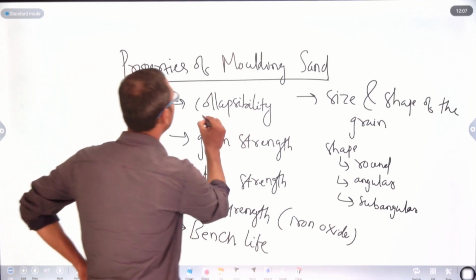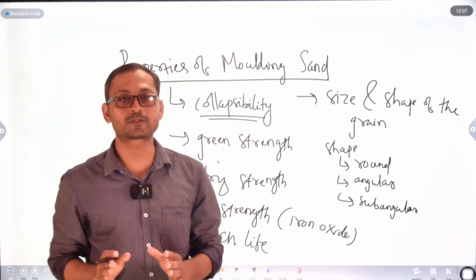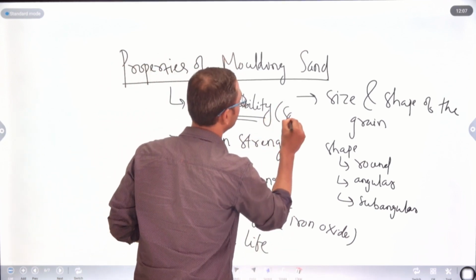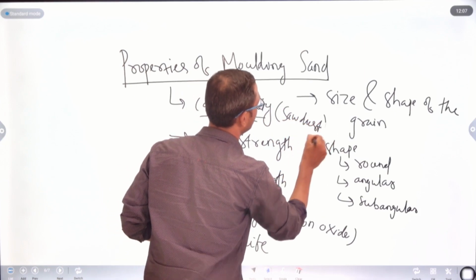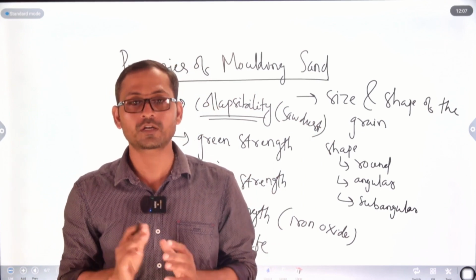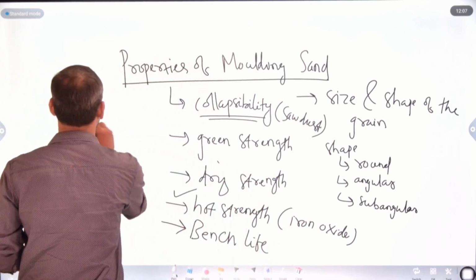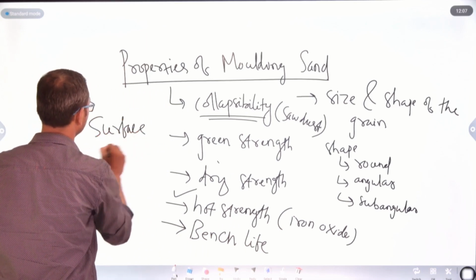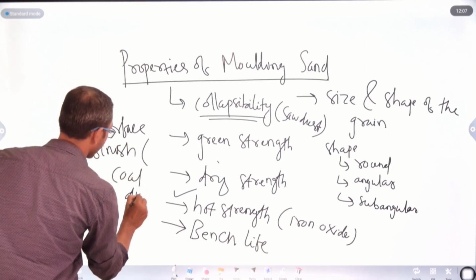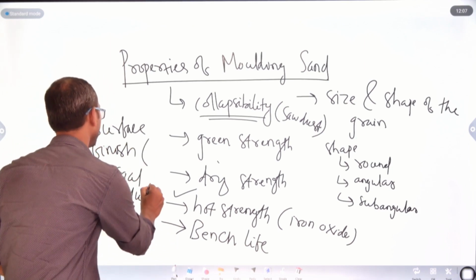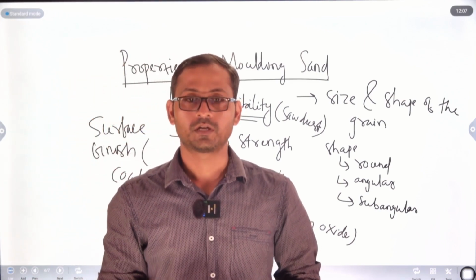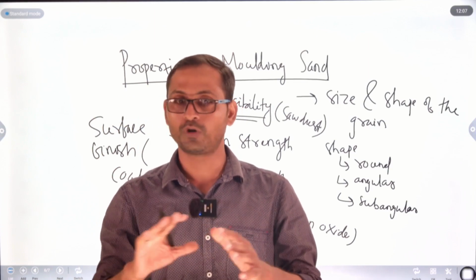Now I have written here collapsibility. To make the sand collapsible, what additive do we add? Here we add sawdust. For surface finish, what additive do we use? Coal dust. For surface finish, we use coal dust. So these are the additives and their utilities. So in this way we prepare the molding sand bed.